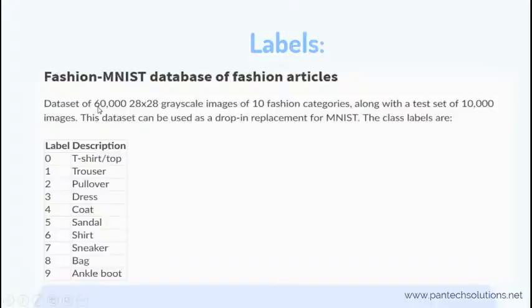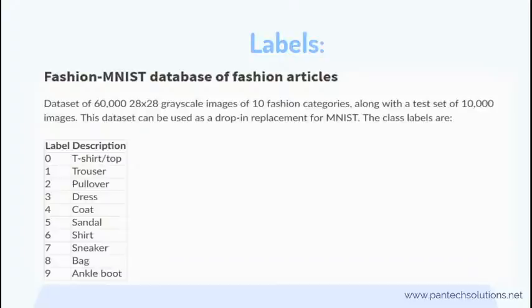Those images are 28 by 28 grayscale images, so all the 16,000 images will be in those pixel values, and each will have an output value, that is, one of 10 fashion categories. And then I have test data, that is 10,000 test images.